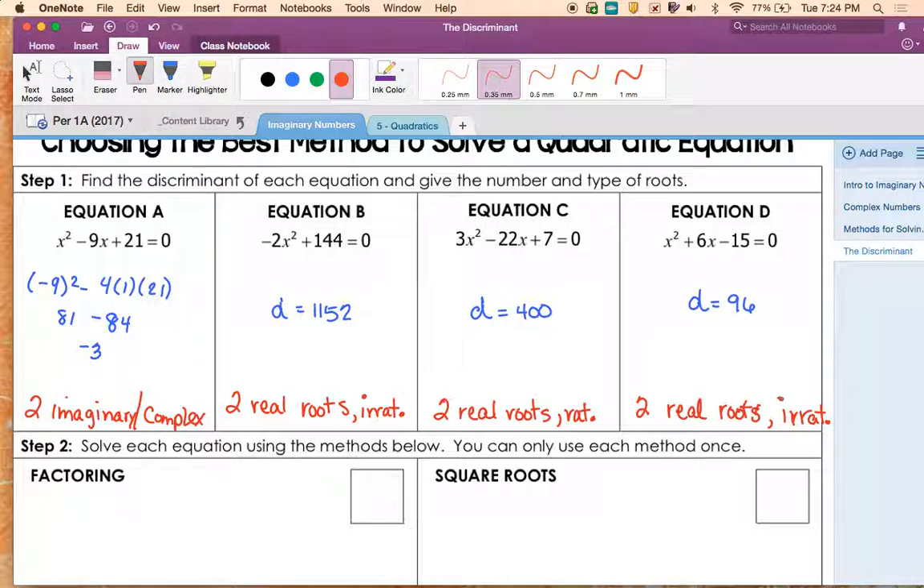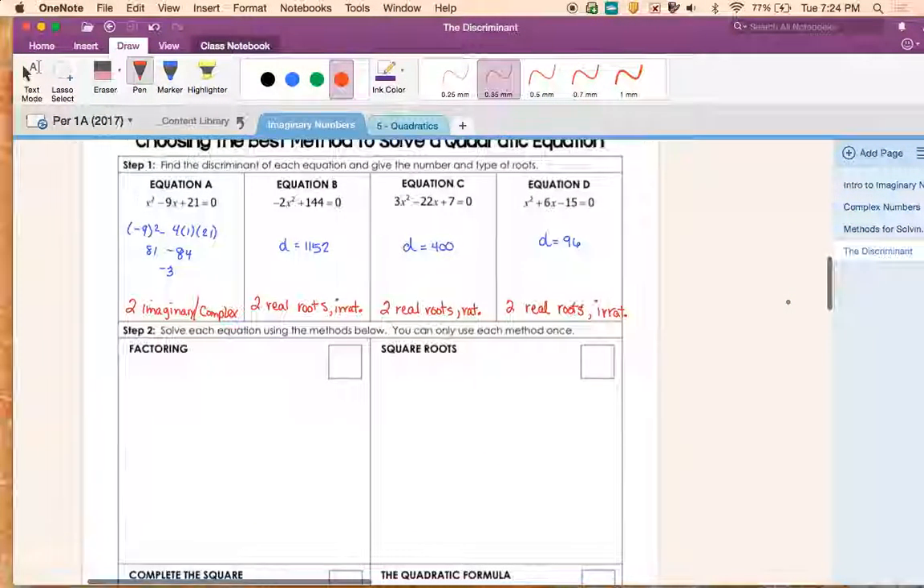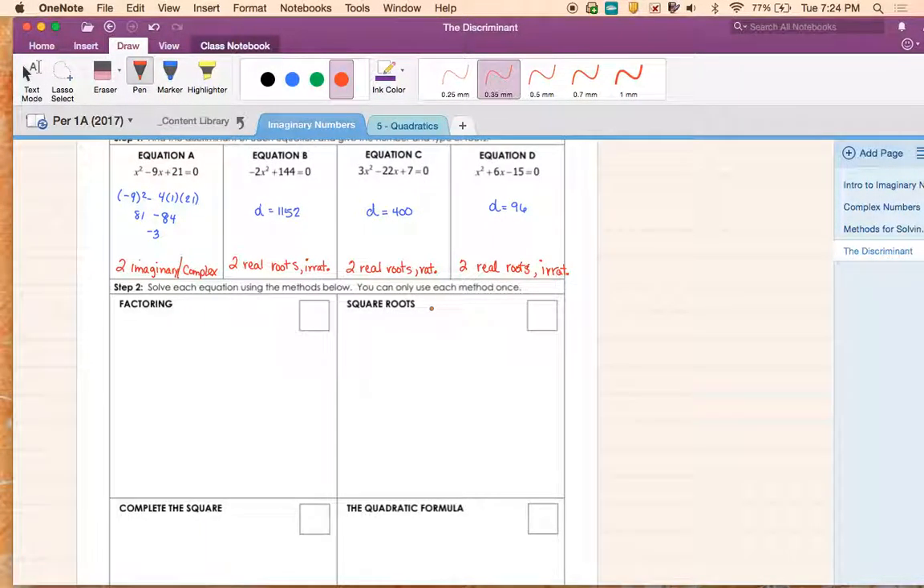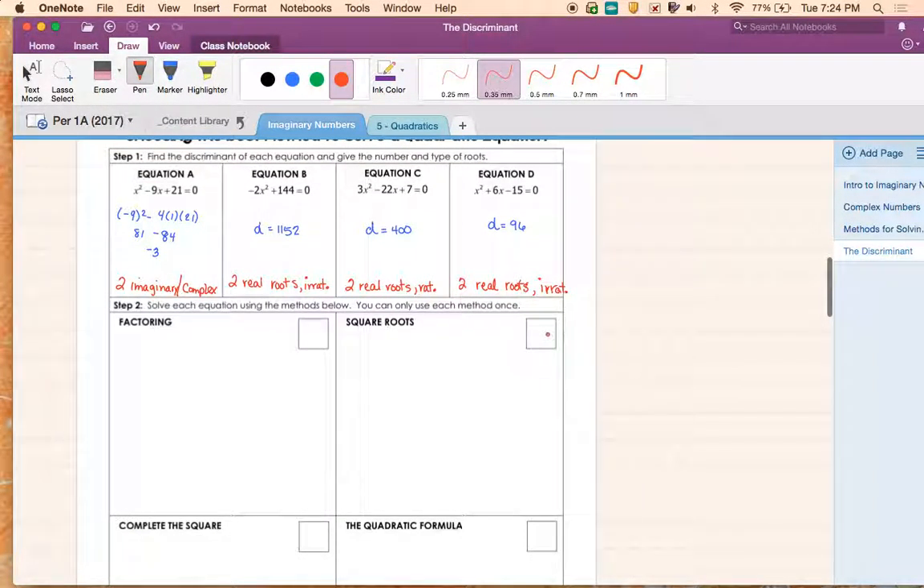Okay, so those are our 4 solutions. So now our 4 discriminants. Now what we need to do is, number 2 says solve each equation using the methods below. You can only use each one once. So now I want you to pause the video and determine which equation is best to use with which method. You're going to put a letter in the box for the equation that goes with that method.